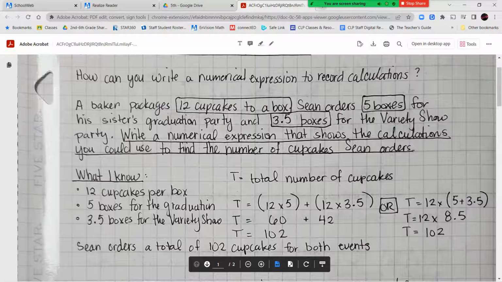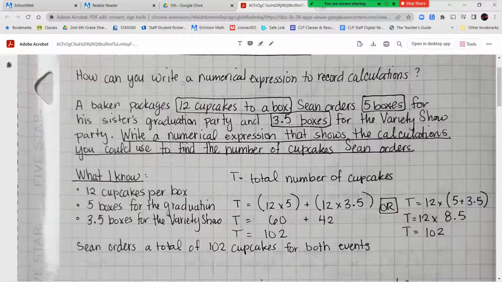If I wanted to distribute it this way, where I multiplied the 12 by each part individually, the 12 times 5 would have been 60, and the 12 times 3.5 would have given me 42, which also, once combined, gives me a total of 102. So you could either write it like this, where it's more compacted and put together, or you could write it out using the distributive property, where you've distributed that 12 into each one of these parentheses, and then found your total. So here we know that Sean orders a total of 102 cupcakes for both events.